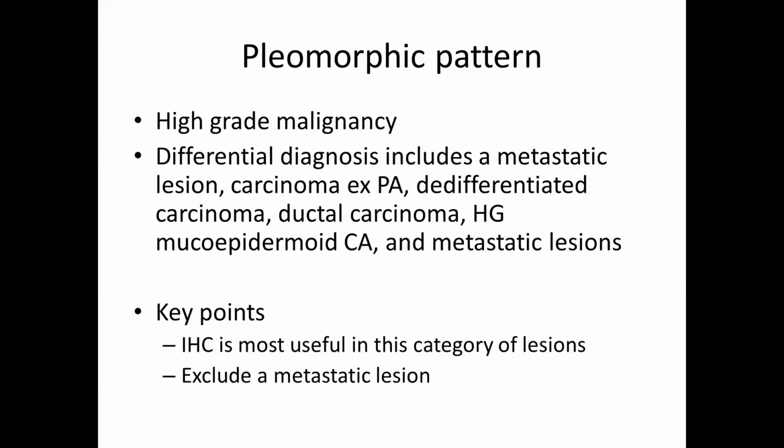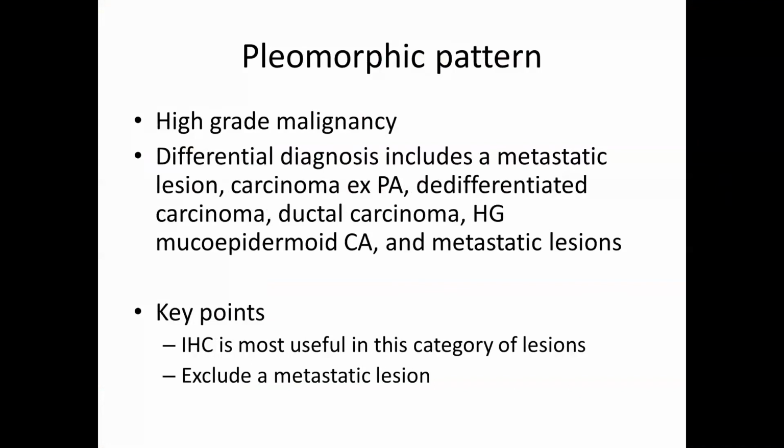The last pattern we'll discuss is just the pleomorphic pattern. Pleomorphic pattern is just going to be when you see sheets of cells with wild atypia, and based on the degree of pleomorphism and atypia, it's usually easy in these cases to arrive at a diagnosis of a high-grade malignancy. In this pattern, really the main thing is to distinguish the different entities within different forms of high-grade malignancy.